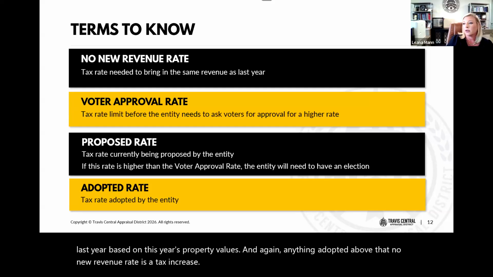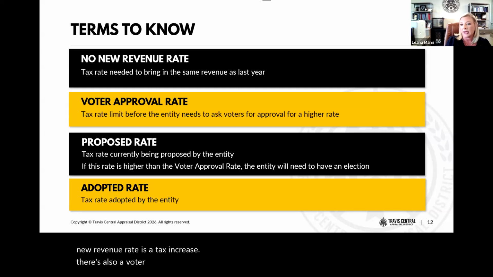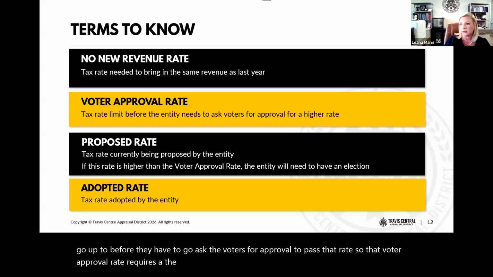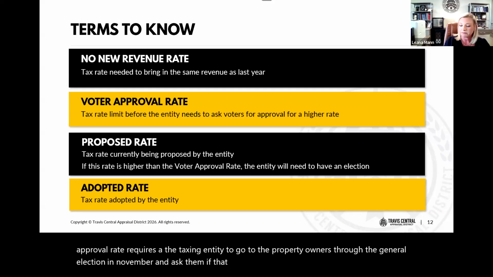There's also a voter approval rate, and this is the limiting rate that an entity could go up to before they have to go ask the voters for approval to pass that rate. So that voter approval rate requires the taxing entity to go to the property owners through the general election in November and ask them if that voter approval rate is okay.